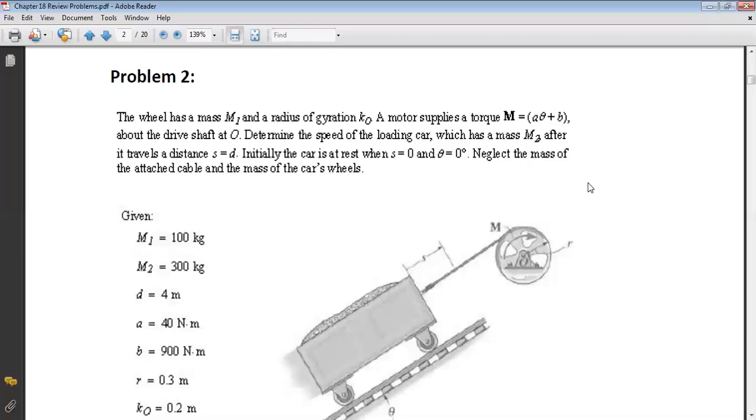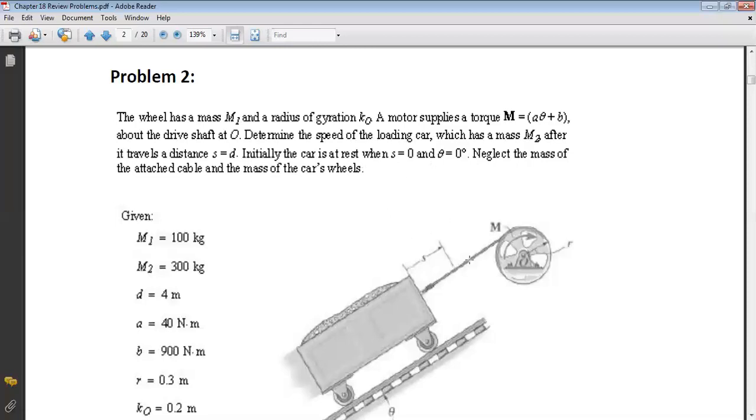So now the wheel has a mass m1 and a radius of gyration k_O. A motor supplies a torque M as a function of theta about the drive shaft at O. Determine the speed of the loading car, which has a mass m2, after it travels a distance s equal to d. Initially, the car is at rest when s equals 0 and theta equals 0. Neglect the mass of the attached cable and the mass of the car wheels.